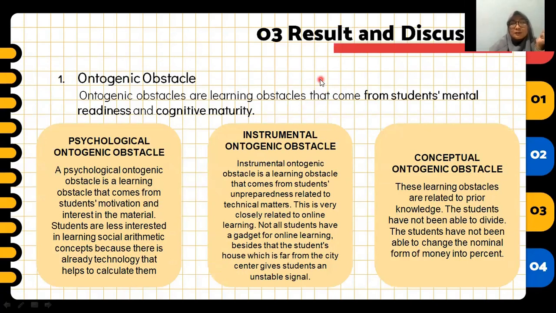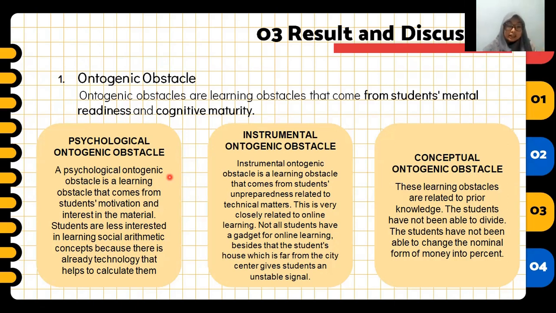We go next to chapter 3, the result and discussion. In the study, I found 3 types of learning obstacles. The first type is ontogenic obstacle. Ontogenic obstacles are learning obstacles that come from students' mental readiness and cognitive maturity. Ontogenic obstacles are divided into 3 types. The first is psychological ontogenic obstacle. A psychological ontogenic obstacle is a learning obstacle that comes from students' motivation and interest in the material.